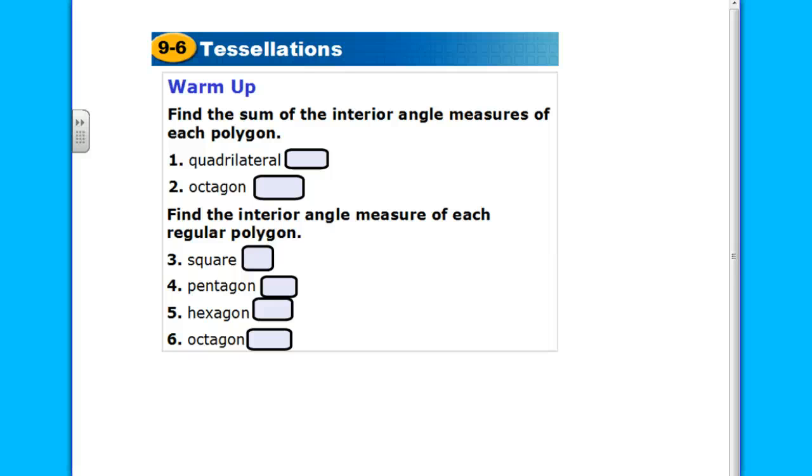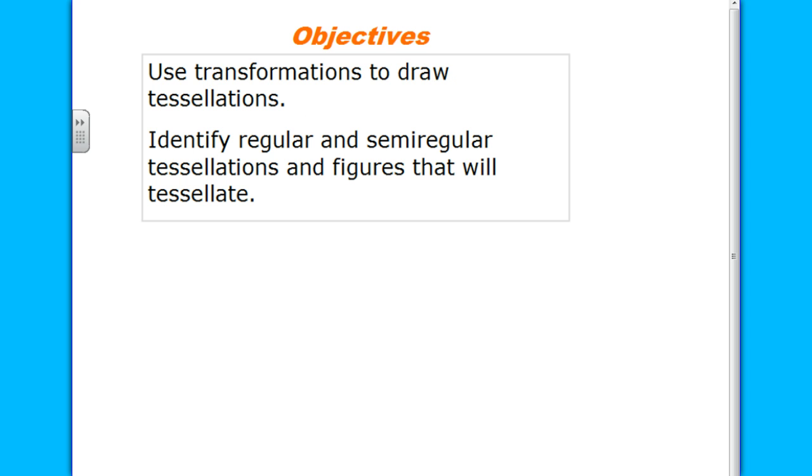Okay, geometry, chapter 9, section 6, tessellations. Pause, come back and check your work from this homework quiz, or this little warm-up quiz. Quadrilaterals have 360 degrees. Octagons have 1080. Squares, interior angles are 90 degrees. Pentagons, 108. Hexagon, 120. And octagon, 135.